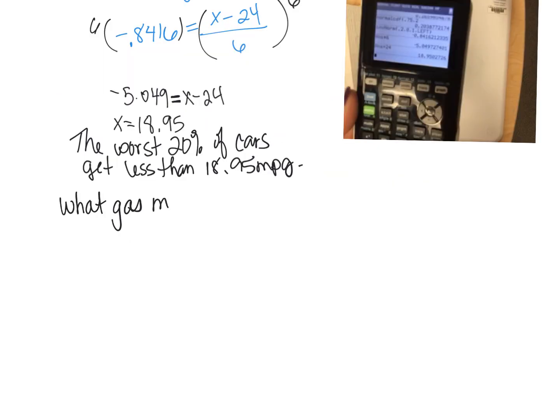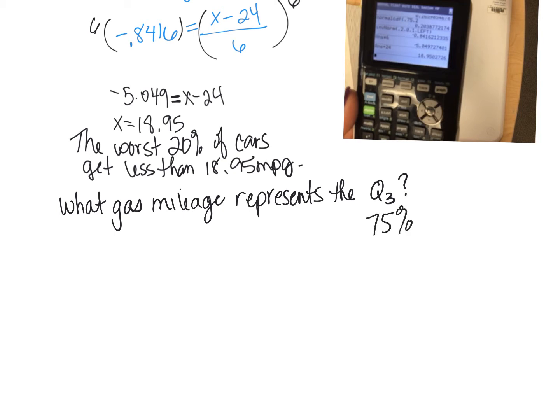So next is what gas mileage represents the third quartile. So the question is, what percent of data is below the third quartile? Caleb? For the last problem, we had 20%, and we used that as 0.2. So does that mean for this problem, we'll use 0.75? Yes, 75% of the data is below quartile 3, right?